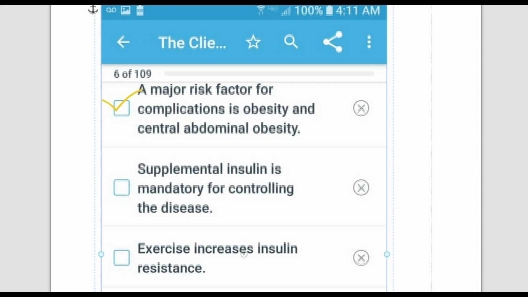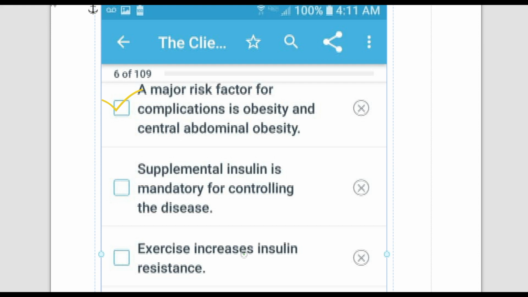B, supplemental insulin is mandatory for controlling the disease. Well, it's not mandatory. If they change their diet and exercise, they may not be diabetic at all with type 2 diabetes, right? And if you change your lifestyle, sometimes you can reverse the diabetes. So I'm not going to pick choice 2.